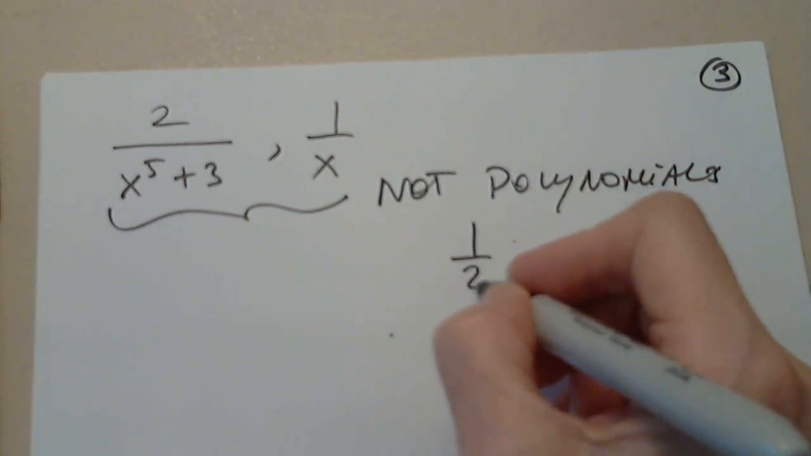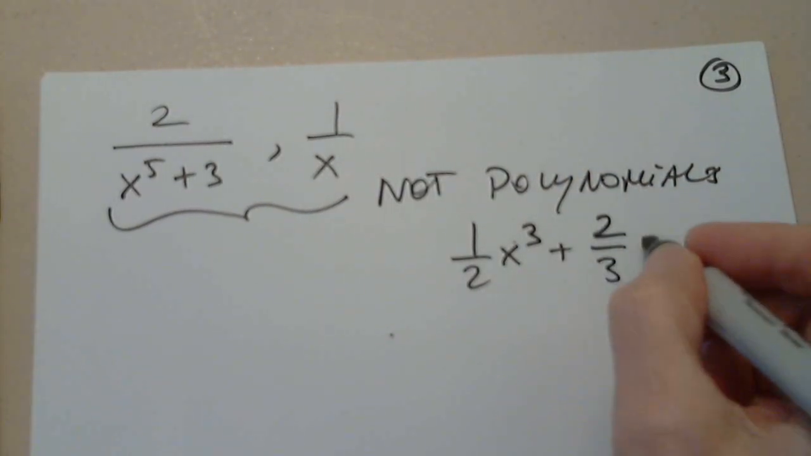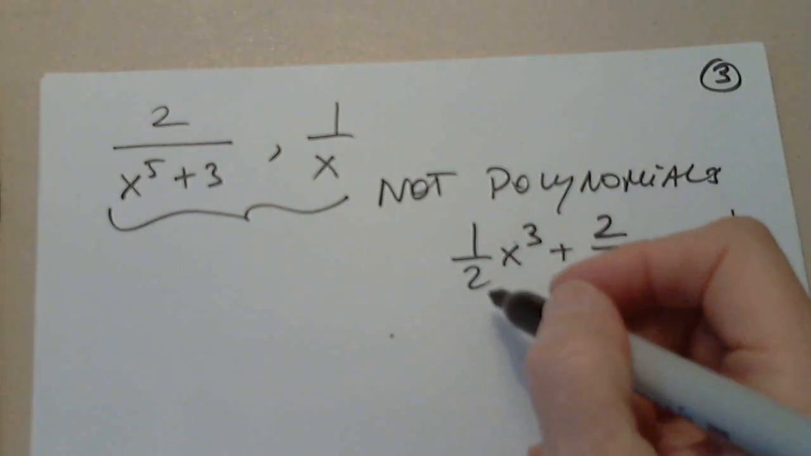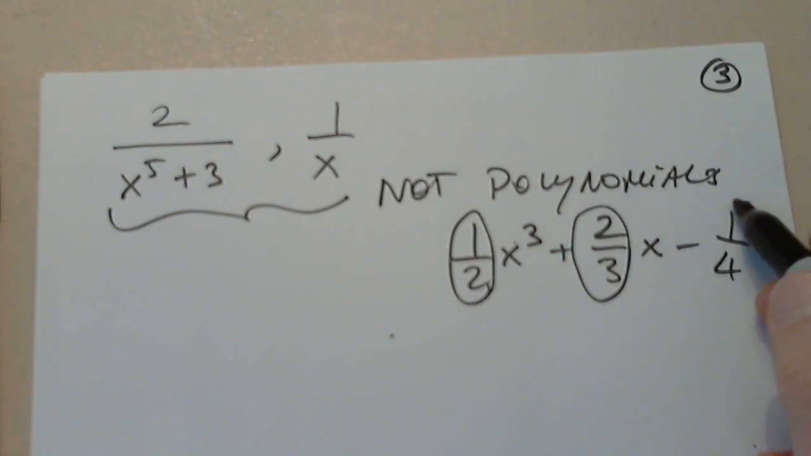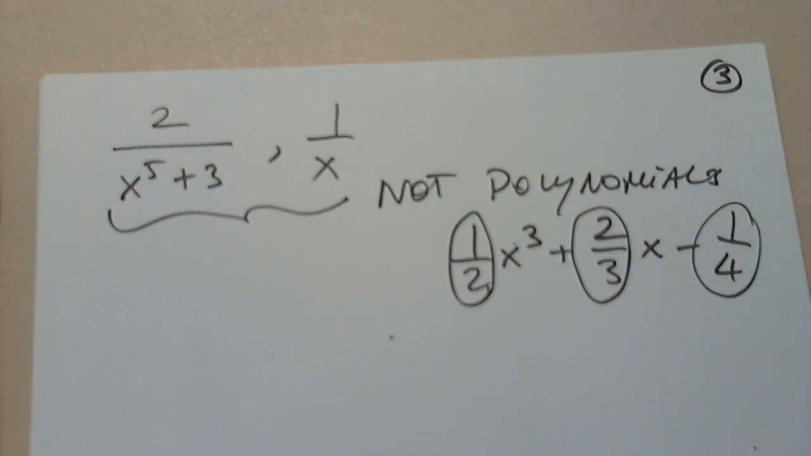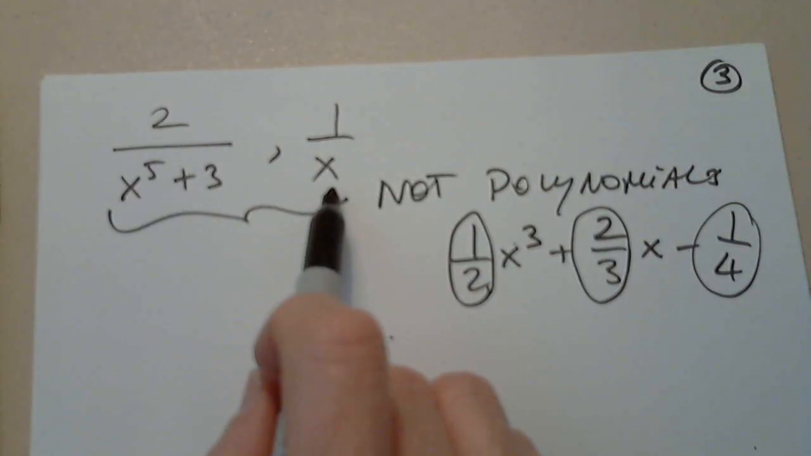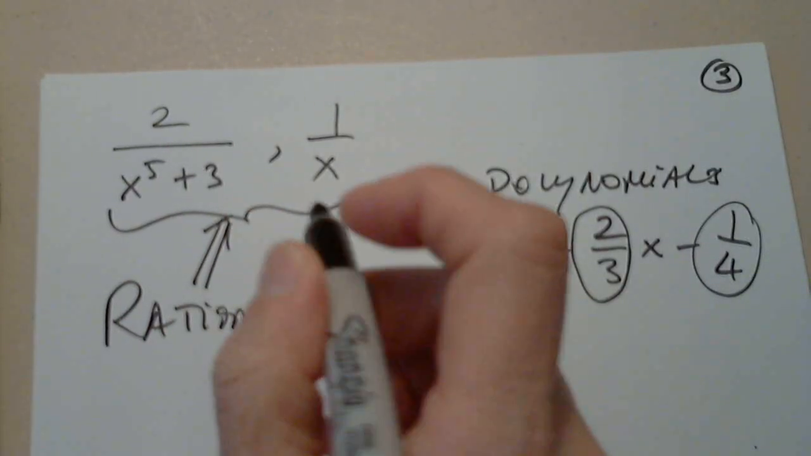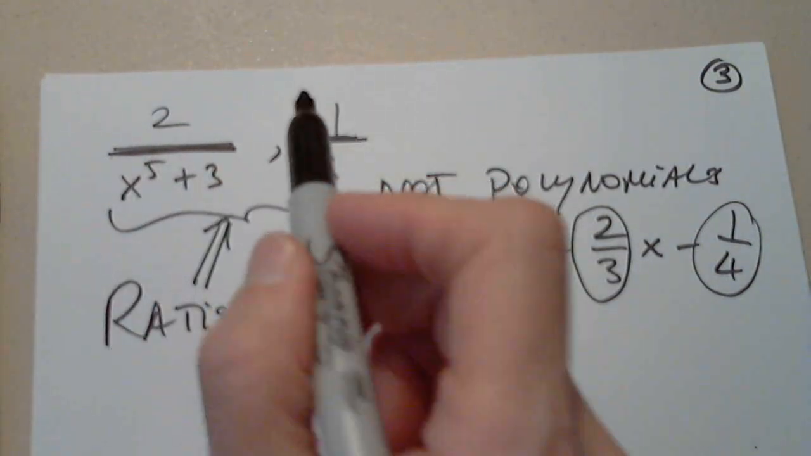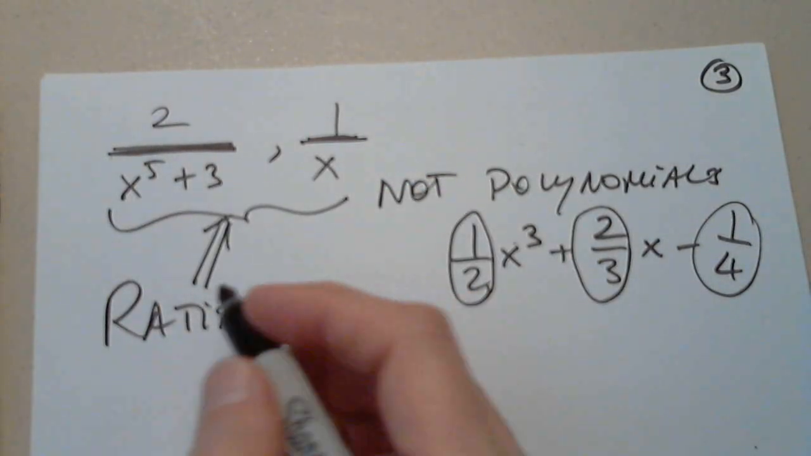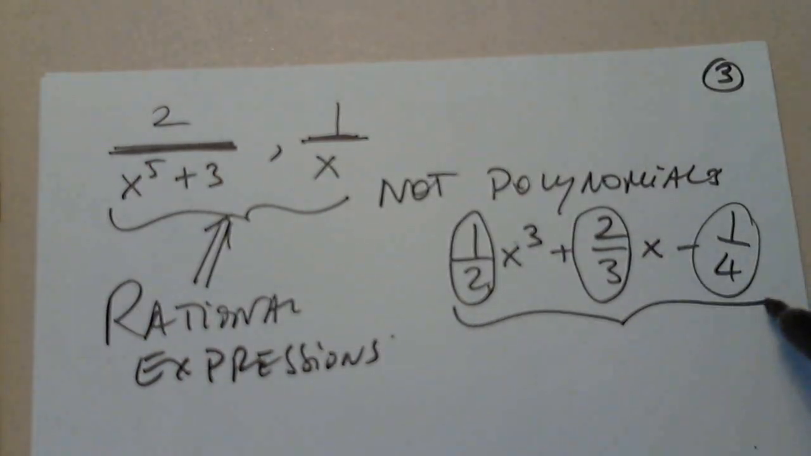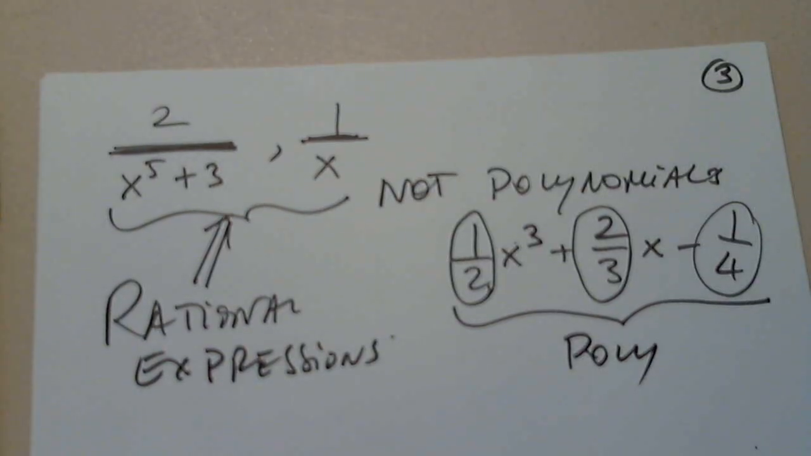This is a polynomial, 1/2 x to the 3rd plus 2/3 x minus 1/4. That is a polynomial. No x is in the denominator. They have some coefficients, but the coefficients can be fractions, that's fine. But these two expressions have x in the denominator. These are called rational expressions. They have a ratio, and there is x in the denominator. These, or this one, is a polynomial.